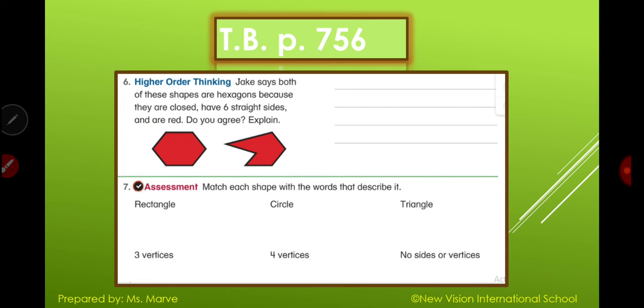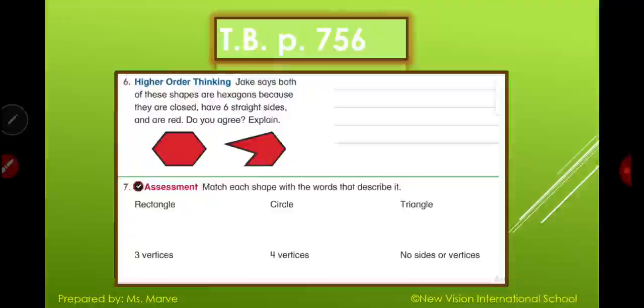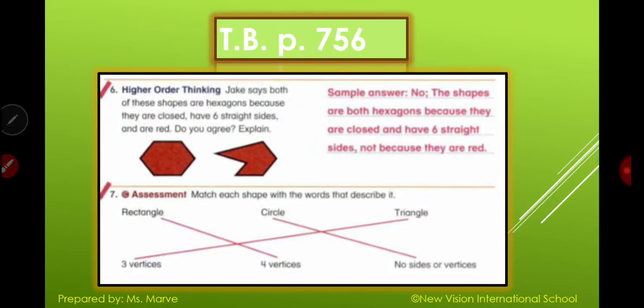756. Are you there? Okay, so here's the question. Jake says both of these shapes are hexagons because they are closed, have 6 straight sides, and are red. Do you agree? Explain. Okay, for numbers 6 and 7, you are going to answer alone and then check your answer. If correct, you can pause the video. Very good.